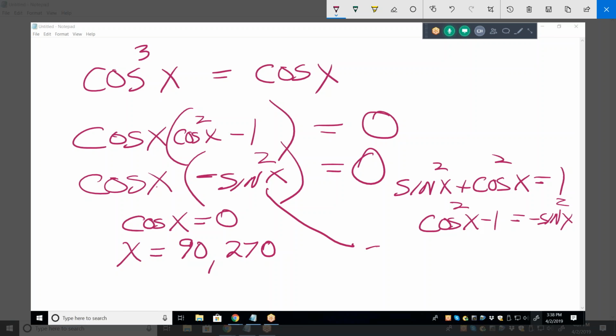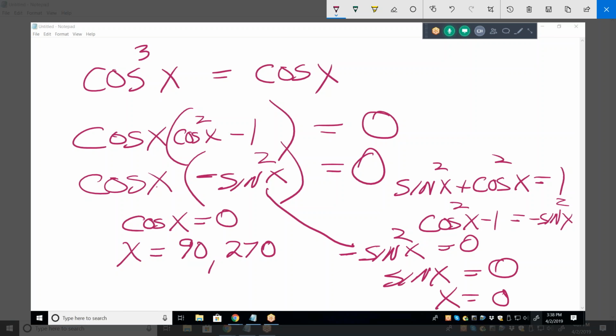If I say sine squared x equals 0, if I say negative sine squared x equals 0, well, I can start off by dividing both sides by -1. Taking the square root, I still get this. It's not a plus or minus 0, it's 0. So where does that occur? 0 and 180 degrees. So all four of these are answers.